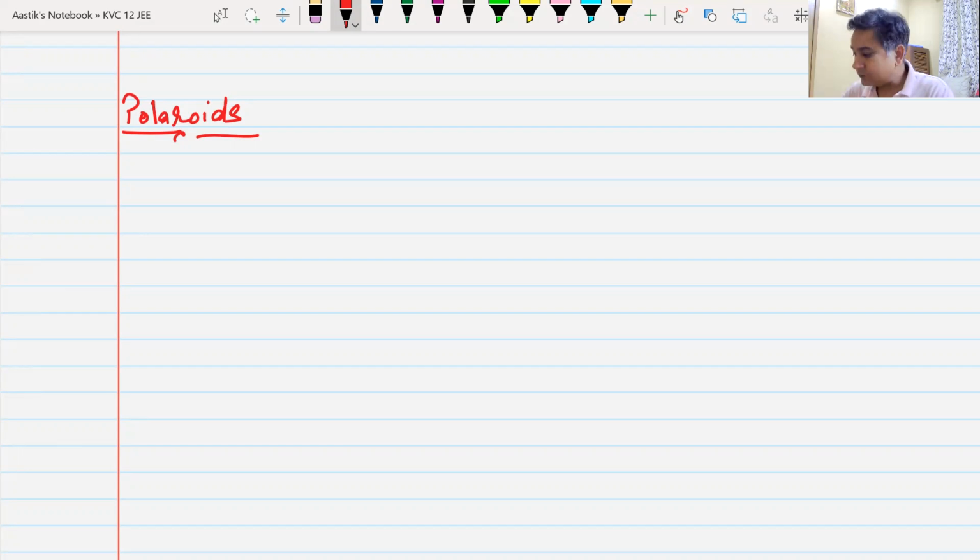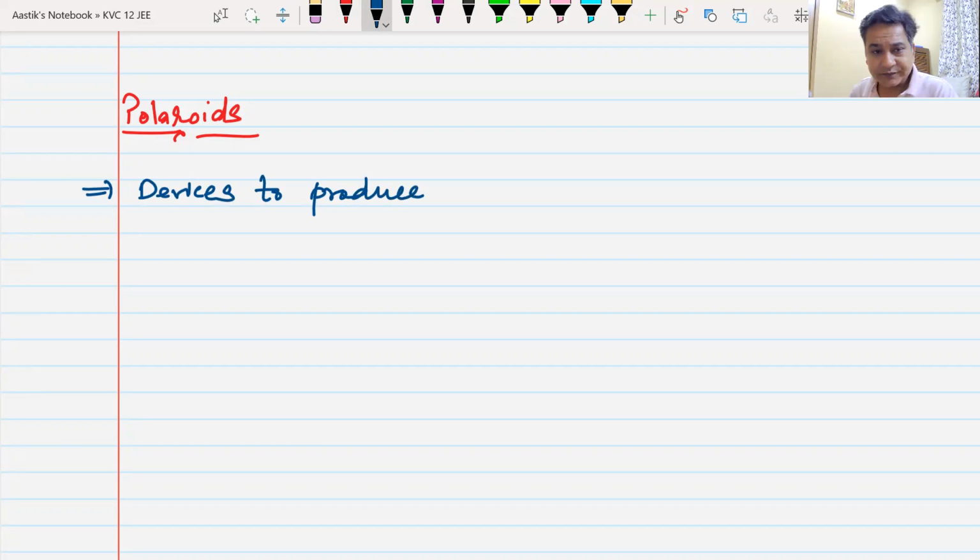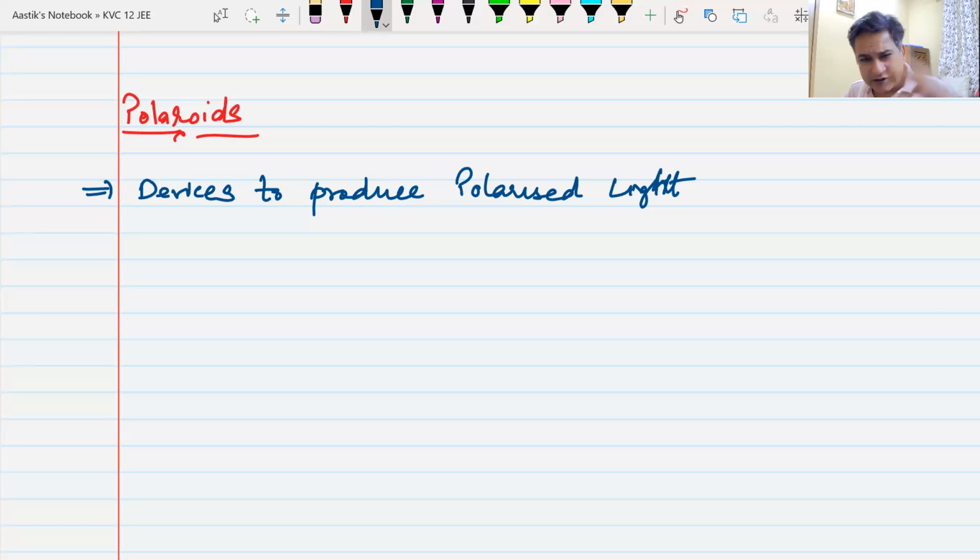What are polaroids? Basically, they are devices to produce polarized light, or plane polarized light. These are devices that can produce plane polarized light. They are based on the principle of absorption. So they will absorb light in one particular plane and allow light in the other particular plane.